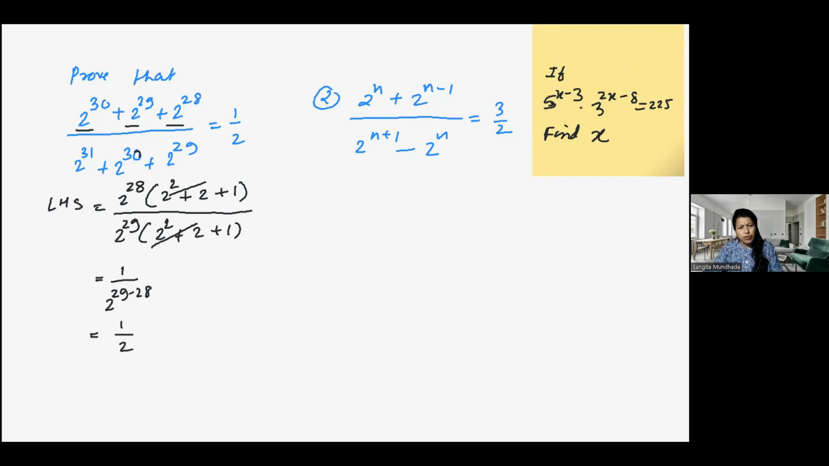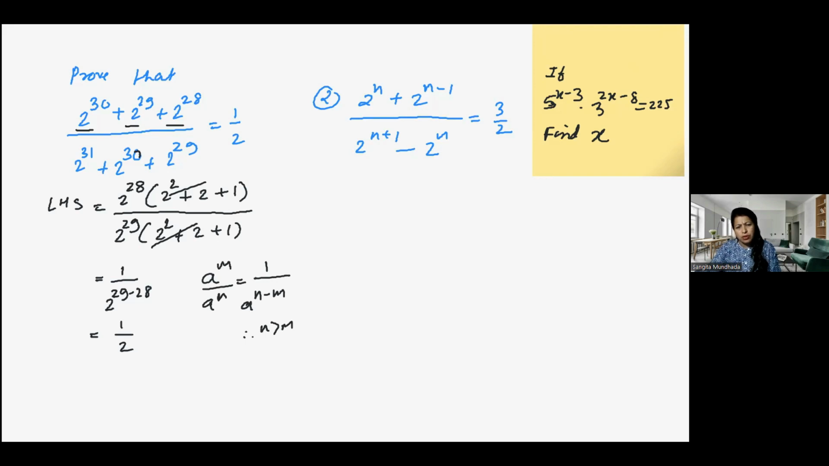Here we use this law: a raised to power m upon a raised to n is equal to 1 upon a raised to power n minus m, where n is greater than m. Now we have to show this is equal to 3 by 2: 2 raised to power n plus 2 raised to power n minus 1 divided by 2 raised to power n plus 1 minus 2 raised to n.